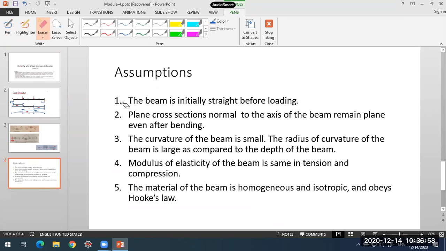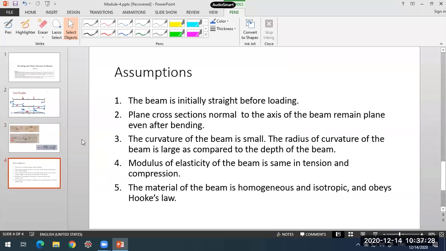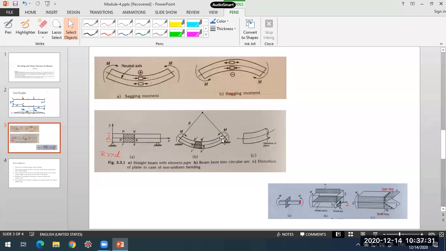any other thing. So the first assumption is the beam is initially straight, perfectly straight before the loading. The next one is the plane cross section normal to the axis of the beam remains plane even after bending. Cross sections which are plane before bending will also remain plane even after bending. There will not be any distortion like this. That is the second assumption. Third assumption is curvature of the beam is small. This curve, what you have seen here, it is very small. Or radius of curvature is very large when compared to the depth of the beam. That is the third assumption.